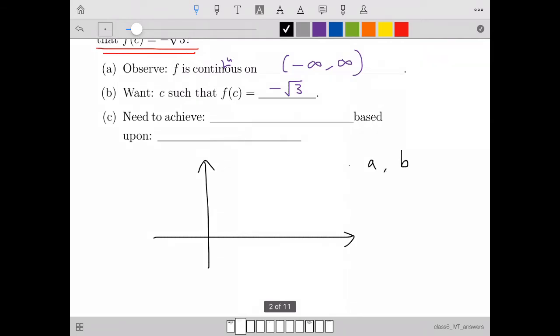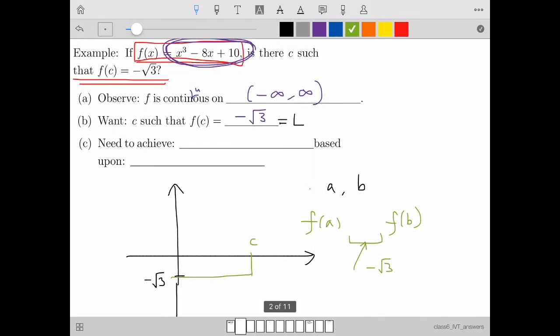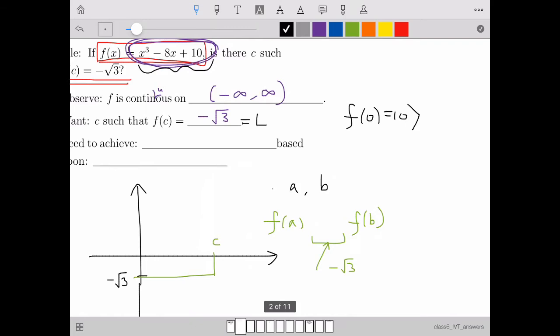Since f is continuous everywhere on the real numbers, what we have to do is find a and b such that, if we call this number L, minus square root of 3, we want to find c such that f of c equals L. Therefore, we have to find two numbers a and b so that between f of a and f of b I have minus square root of 3. By looking at this function f, it is clear that f at 0 is 10, and 10 is bigger than minus square root of 3, right? So can you find another number so that this value is less than minus square root of 3?